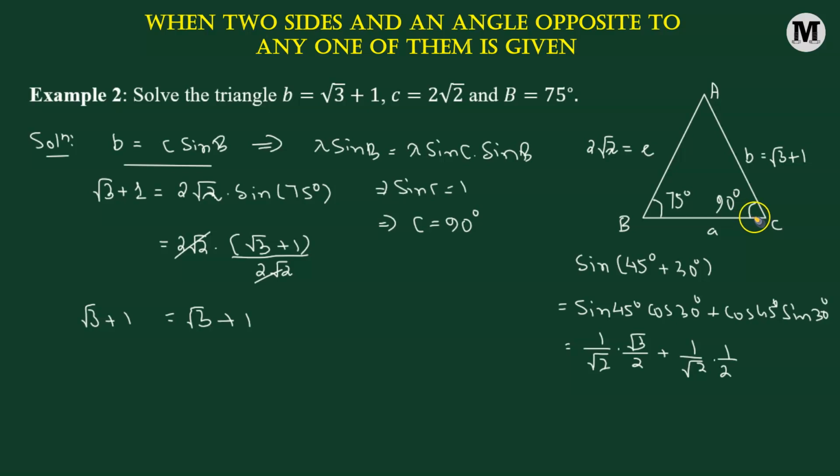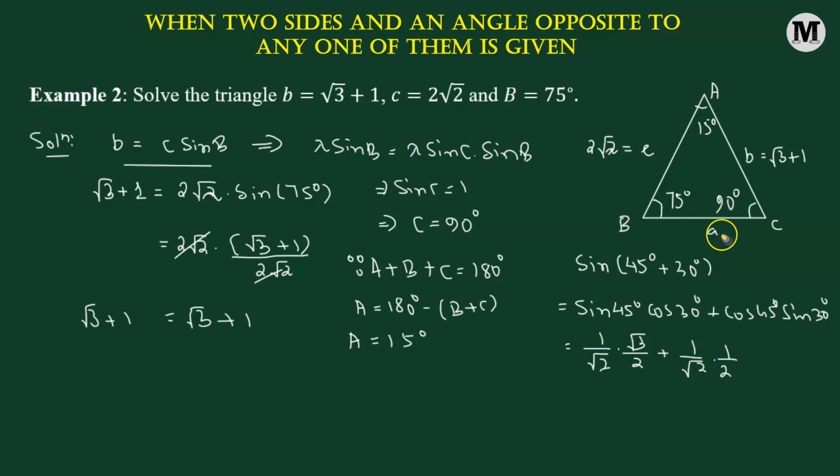Now that we know the measure of angle C, since B is already given to us, we can immediately find the measure of angle A. Since A plus B plus C equals 180 degrees, the sum of the three angles of a triangle adds up to 180 degrees, we can find A. So A is going to be 180 degrees minus the sum of the angles B and C, and that gives us a measure of 15 degrees. So A comes out to be 15 degrees. We have successfully obtained the measure of angle A, and finally we need to obtain the length of side a.